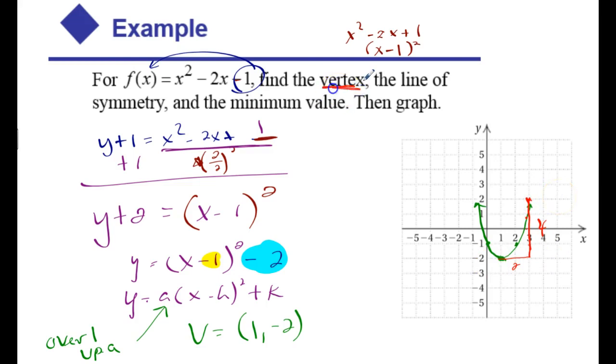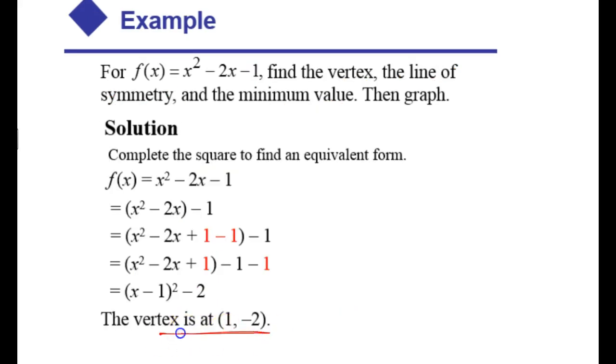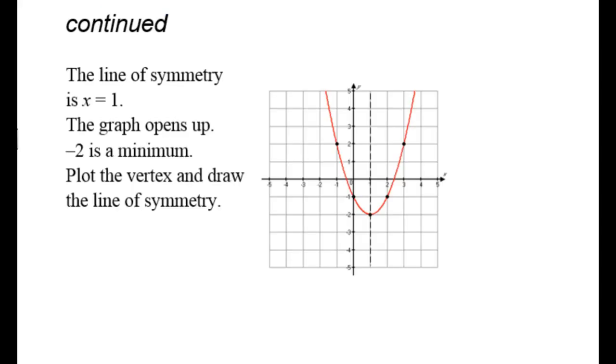So find the vertex. The line of symmetry is right here. It always goes through x equals the x value of the vertex, in this case 1. And then the minimum value would just be the vertex. This is the minimum, the lowest point. 1, negative 2. So the vertex and the minimum are the same.